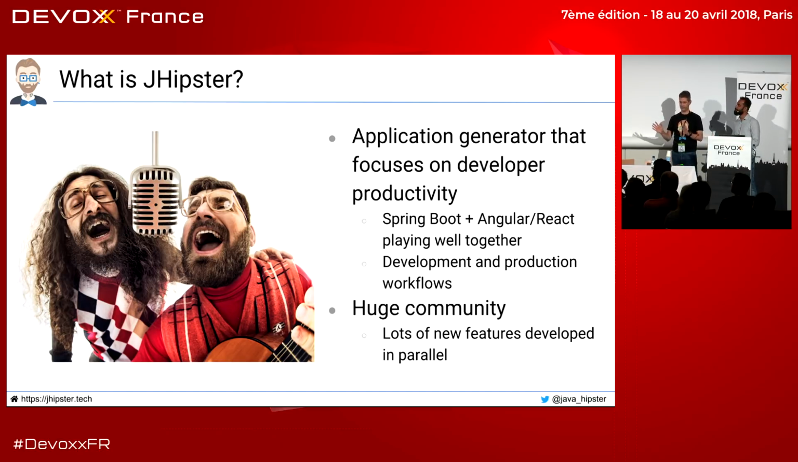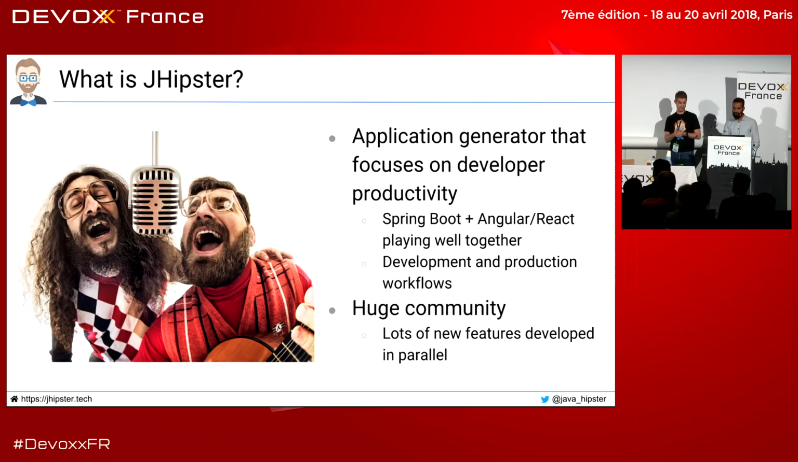So just for people who don't know JHipster, we just have one slide of introduction. What is JHipster? It's an application generator that focuses on developer productivity. Initially, it's Spring Boot and Angular. We now say Angular/React because we'll talk a lot about React today. Let's say the backend and the front end playing well together. We also generate lots of development and production workflows, so you can develop easily and go to production very quickly.